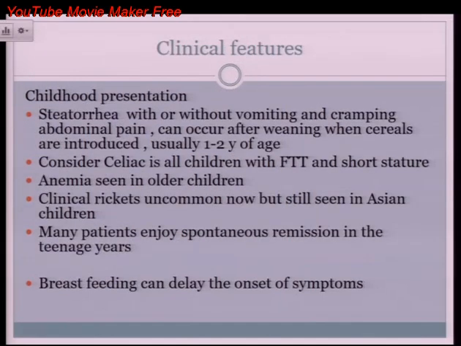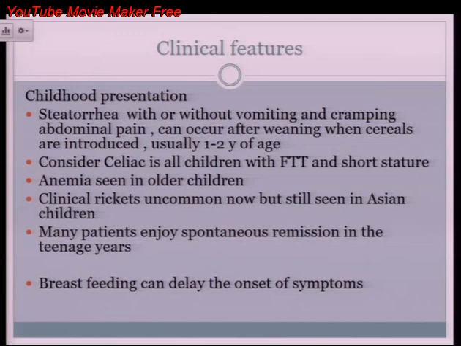Clinical features. In childhood presentation, the typical symptoms of celiac are at this point mainly seen in children. We hardly see typical symptoms of celiac in adults. But a typical childhood presentation has steatorrhea, with or without vomiting and cramping pain. This occurs after weaning when cereals are introduced, usually around 1 to 2 years of age. So you have to consider celiac disease in all children who have failure to thrive and short stature.